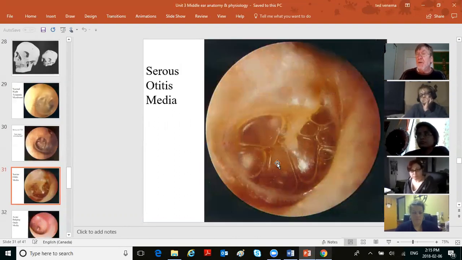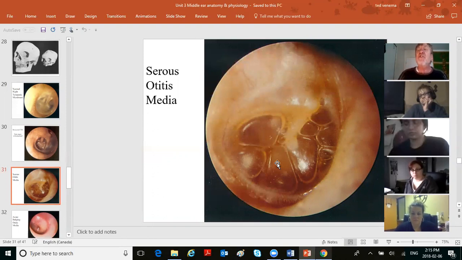And here now, you've got fluid behind the eardrum, because now your body has reacted against the vacuum, and fluid is building up in the middle ear space. Now the middle ear space normally just has air. Okay, now your whole middle ear space is filled with fluid. And this is called serous otitis media. It's like the fluid under a blister.